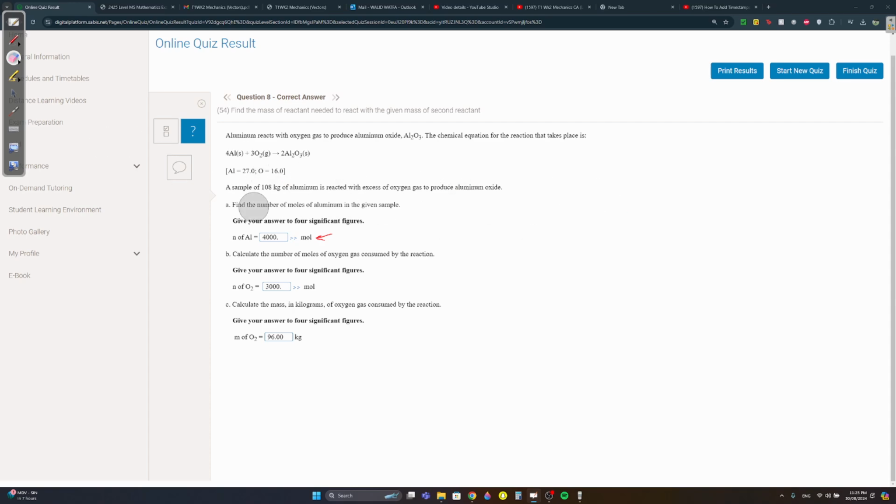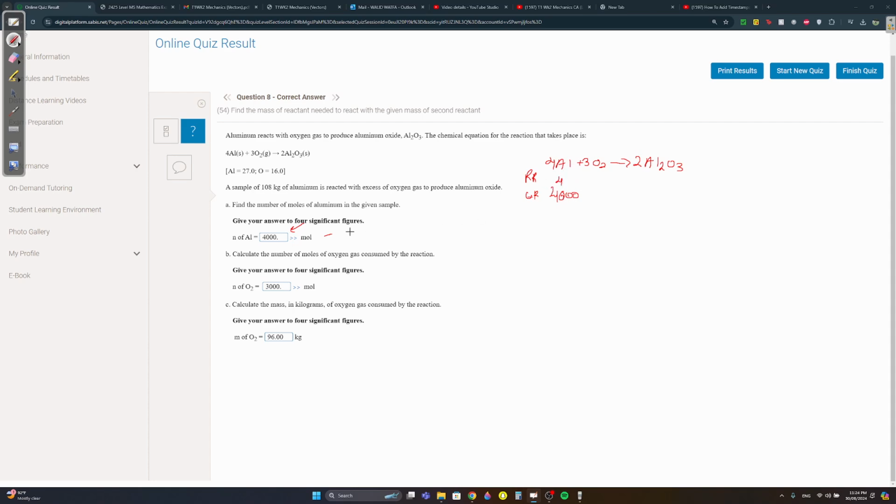Calculate the number of moles of oxygen gas consumed by the reaction. Now, we want something completely different, right? Let me rewrite the reaction over here on the side: 4Al plus 3O2 to produce 2Al2O3. We know that RR and GR. What do we have given? We have given that the moles of aluminium is 4,000, right?